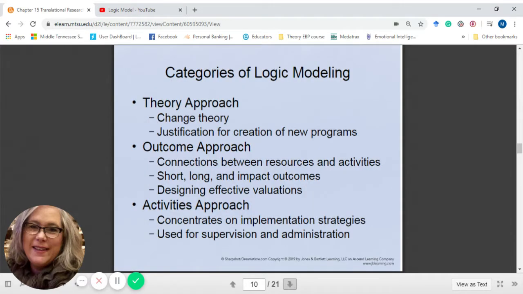There's different categories for logic modeling. Theory approach, so our change theories, how do we get people to change? Outcomes approach, what is the best outcomes that we can have for the situation and the problem? And an activities approach, which looks at the implementation strategies, and we use that mostly in administration.